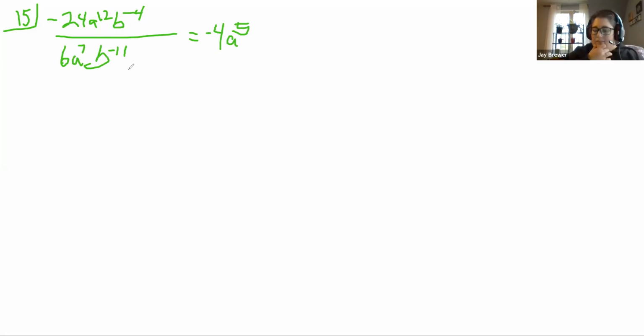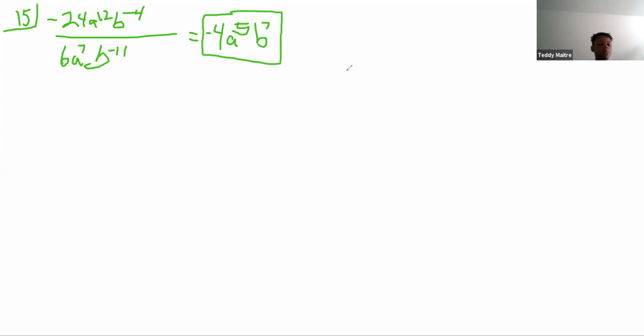Now the next one gets a little tricky. You could choose to move it around. I like using the subtraction technique. So negative 4 minus a negative 11 is going to end up making it a positive answer. So 11 minus 4 is what? 7. And that is how you do 15. Oh. Okay.